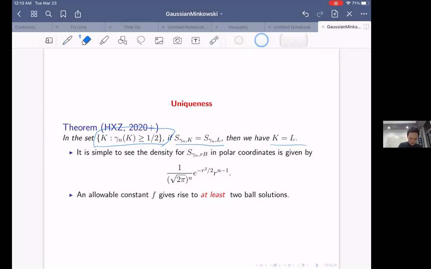Because even for the constant solution, if you take balls with radius r, then the density of the measure will be this, and this equals a constant c. In many cases we have two solutions, and we don't know which constant implies a constant solution. What we know is that under this assumption, the solution is unique, right?